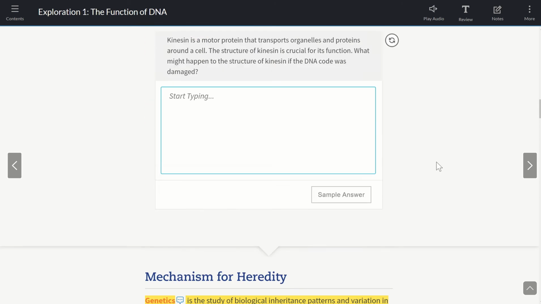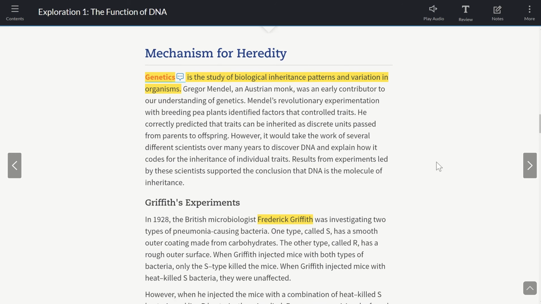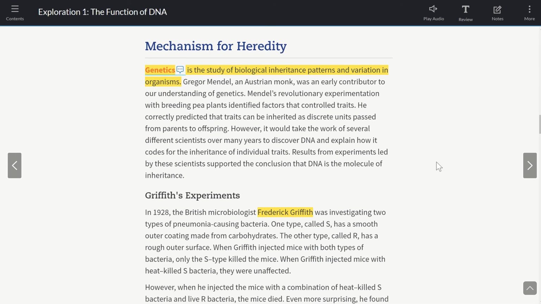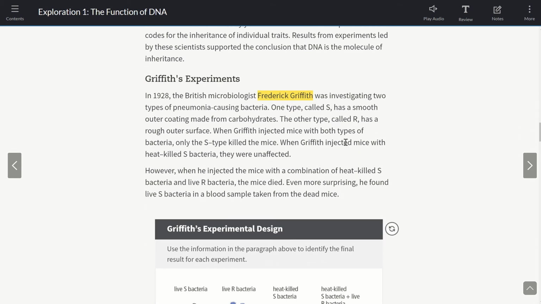All right, now let's skip down to the three scientists, or the three groups of scientists, I should say, that are credited with discovering that DNA is in fact the molecule that contains the genetic material. I've highlighted this word genetics. We'll talk more about genetics as it relates to heredity in our next unit. Some of the names that you'll see, like Gregor Mendel, we're not going to talk a lot about right now, but we will discuss him in greater detail in our next unit. But the first person that I want to focus on is Frederick Griffith.